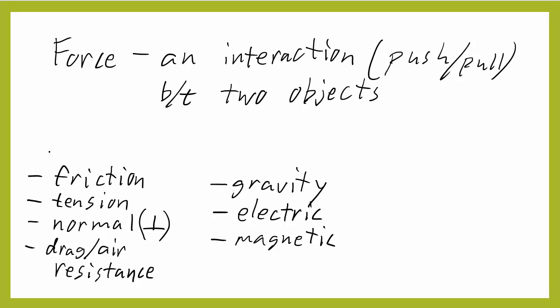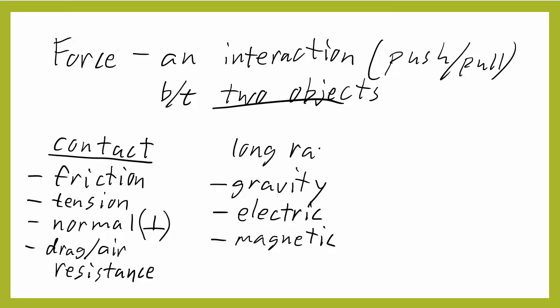And I wrote these in two columns for a reason. These forces over here are what we sometimes refer to as contact forces. And by that I mean that the two objects that are interacting have to be touching in order to feel these contact forces. Even air resistance requires you to be colliding with the particles of the air. These forces over here we can think of as long-range forces, meaning they can act over a distance even if they're not touching. If you jump up in the air, gravity will pull you back down even though you're no longer touching the earth. So there we have it, some common forces that we will be dealing with.